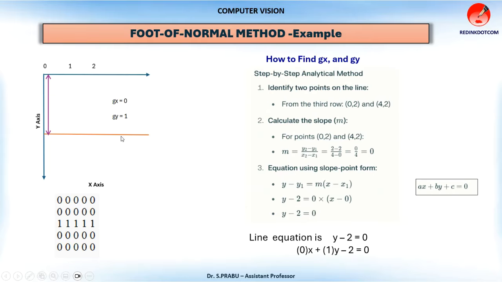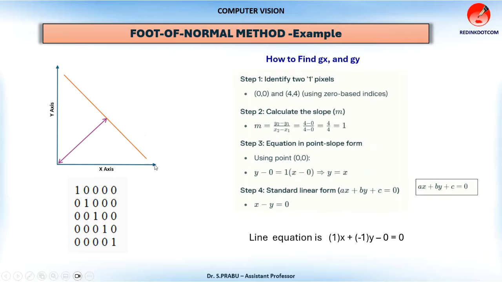Suppose your line is a horizontal line in this image. The starting point is (0, 2) and the end point is (4, 2). We can find the slope by using this formula, and we get the value 0. So apply m equal to 0 in this straight line equation. You get y minus 2 equal to 0. You can compare this equation with this one. There is no x coordinate, the y coordinate is 1, and the constant value is minus 2. So this one is gx and this one is gy. So for the horizontal line, gx is equal to 0, gy is equal to 1.